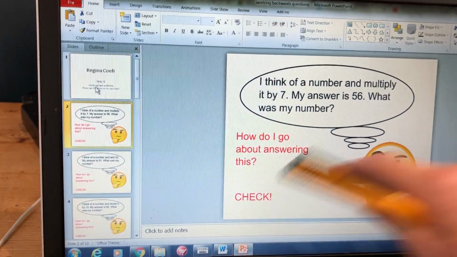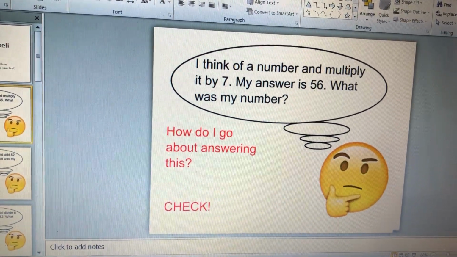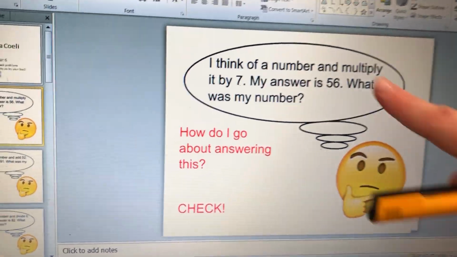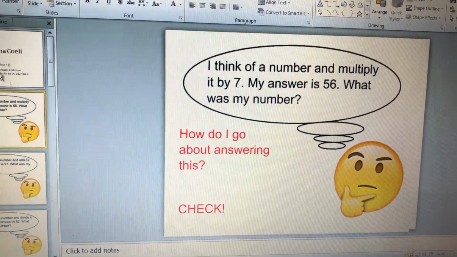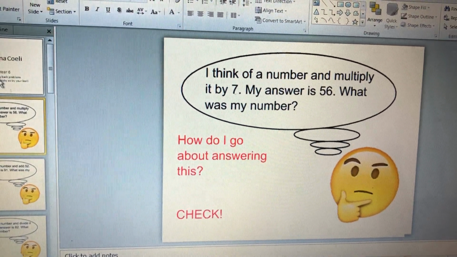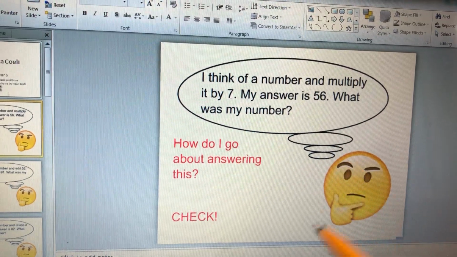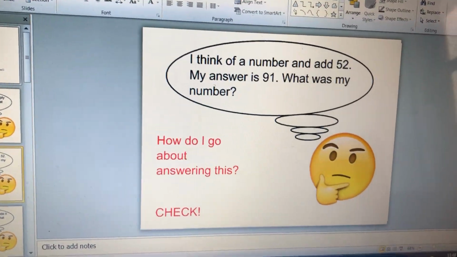Now, you know how important I always go on about the check. That's so important. Once you've got your answer for these sorts of questions, you must then put it back into what they've told you and check it works. I think of a number, so 8, multiply it by 7. What does that give me? 7 times 8, 56. So I know I'm correct. These are like those ones where you can mark them yourself because you know that you're right. Let's have a look at another one.